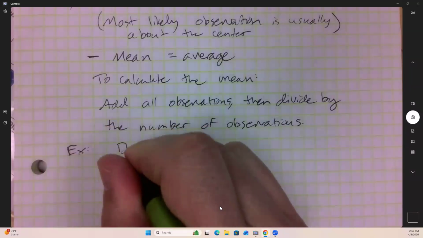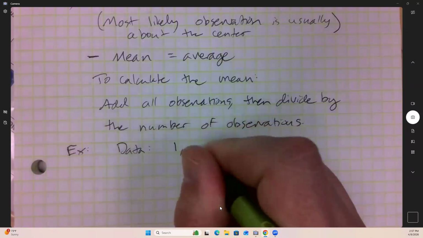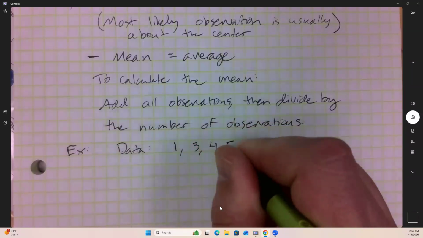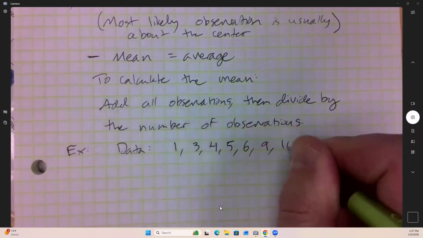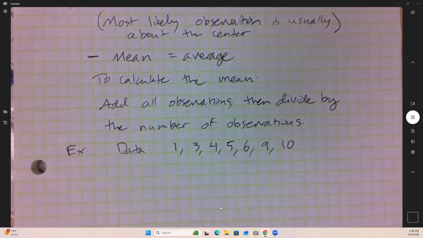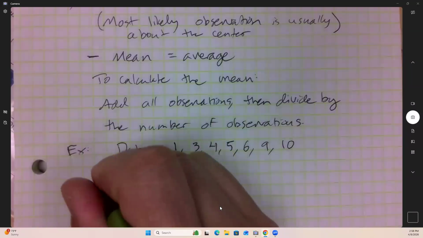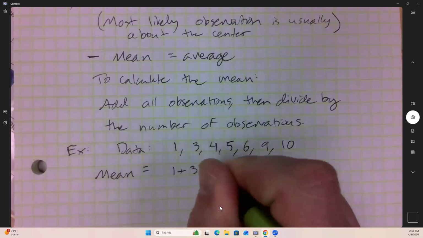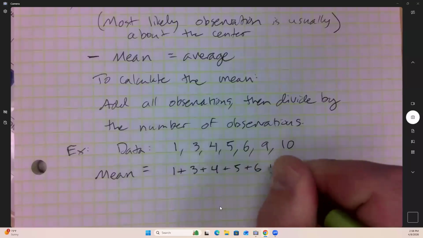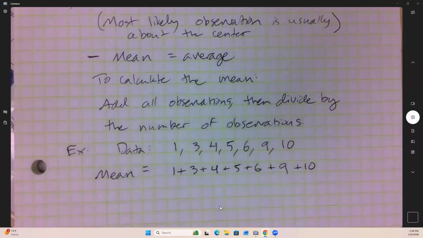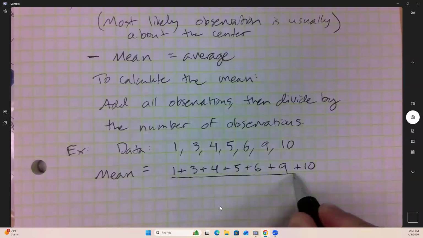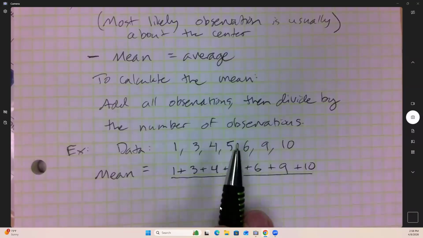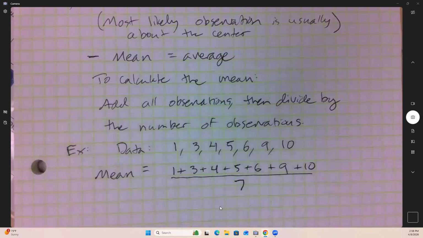Let's have our data be 1, 3, 4, 5, 6, 9, and 10. I went ahead and did it in order just to make things a little easier. It doesn't always come in order. So the mean or the average would be 1 plus 3 plus 4 plus 5 plus 6 plus 9 plus 10. And then you divide by 1, 2, 3, 4, 5, 6, 7. There were 7 observations, so you divide by 7.